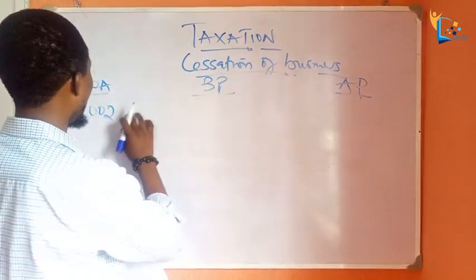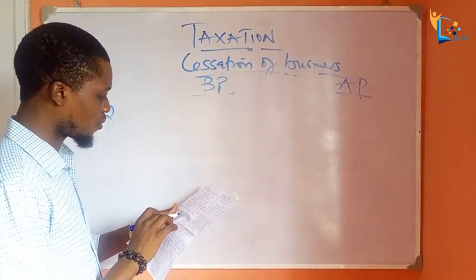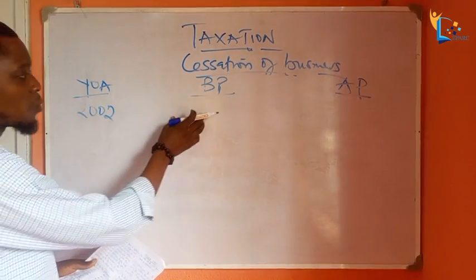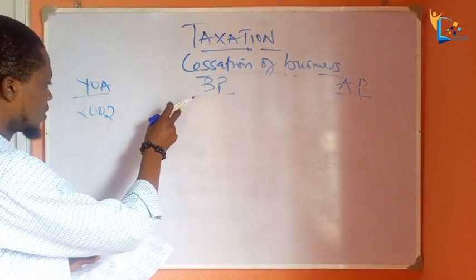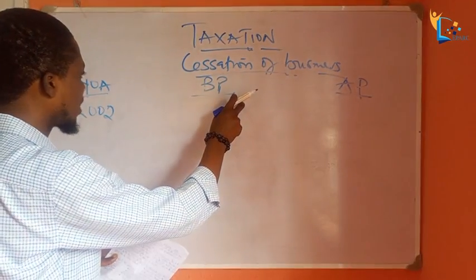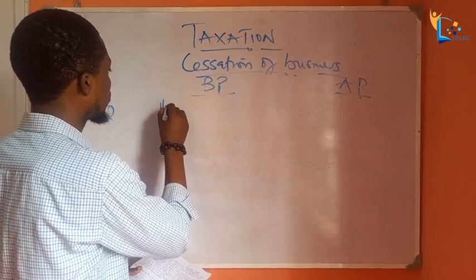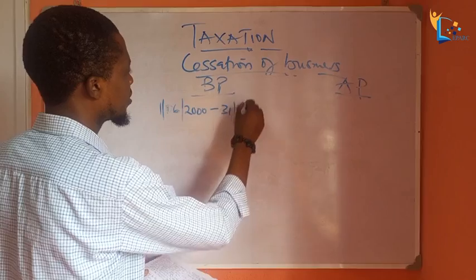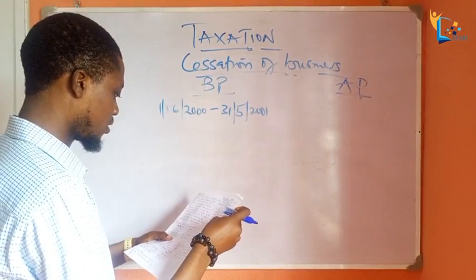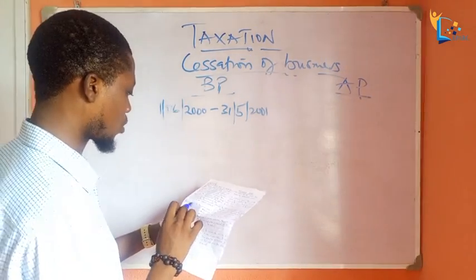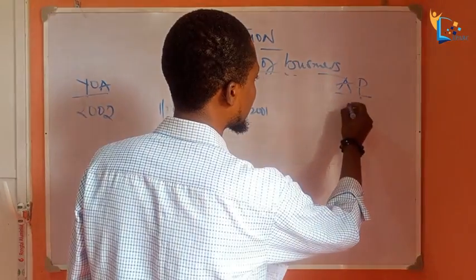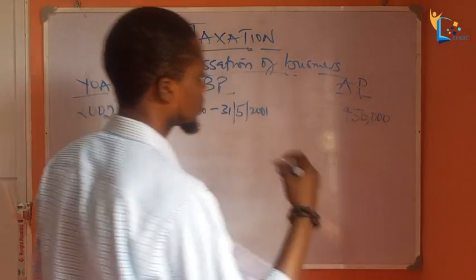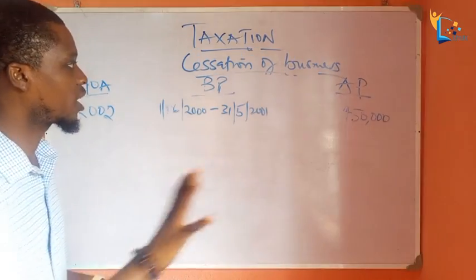So we'll have 2002. For 2002, the preceding year basis here will be 1st of June 2000 to 31st of May 2001. And it's how much? We have that period there, 31st of May 2001, which is 450K. Okay? Are we clear on this?